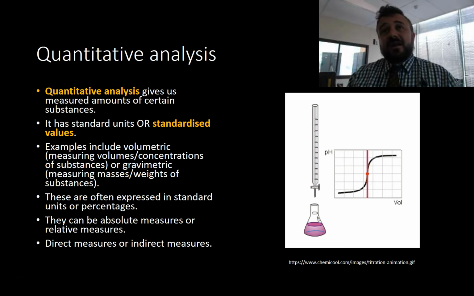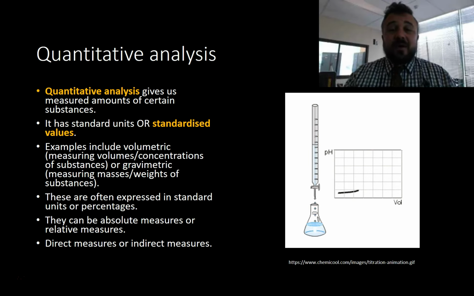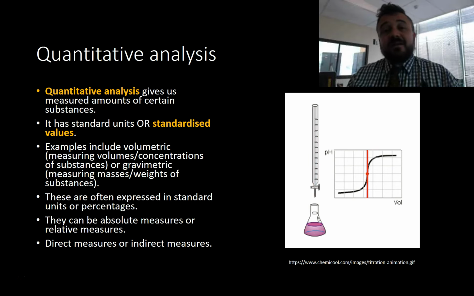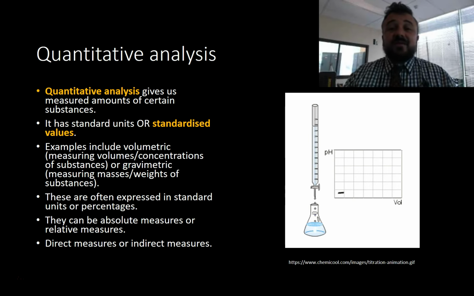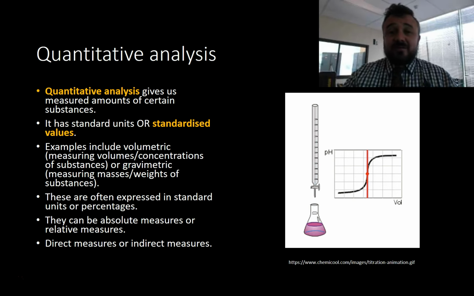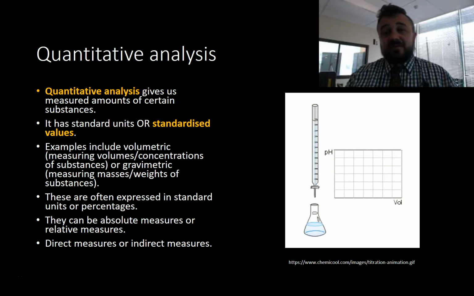Or alternatively, an indirect measure is if we want to know how much sulfate is in something, we'll combine it with magnesium. Magnesium sulfate's insoluble. So we can measure that, and then we take away out of that magnesium sulfate how much it would be magnesium. So we measure the magnesium sulfate directly, which gives us an indirect measure of the sulfate ions. So we can directly measure or indirectly measure, or we can measure absolutely, so an actual standard unit, or we can do a relative measure, which is a comparison or a percentage.